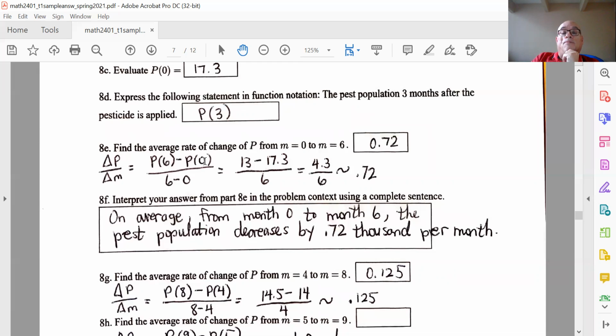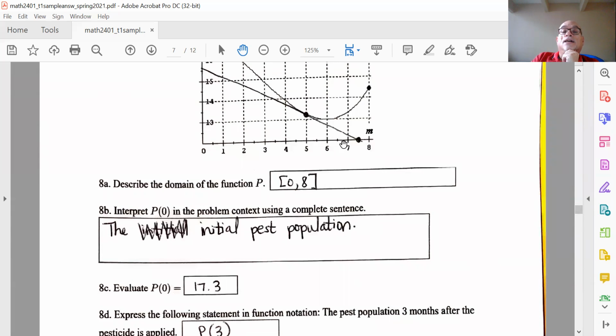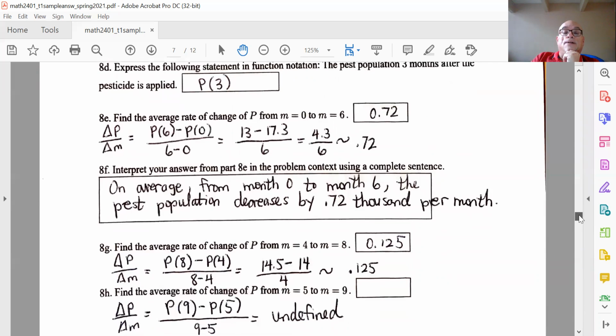Well, we estimated a moment ago that P of 0 was 17.3. P of 6, I looked at the graph and decided that was 13. Yeah, that looks about right. There's 6, so P of 6 looks like 13. So you have 13 minus 17.3 divided by 6. Now that should be minus, I left the minus sign off, so I need to correct that. So that's minus 4.3 divided by 6, which is minus 0.72.